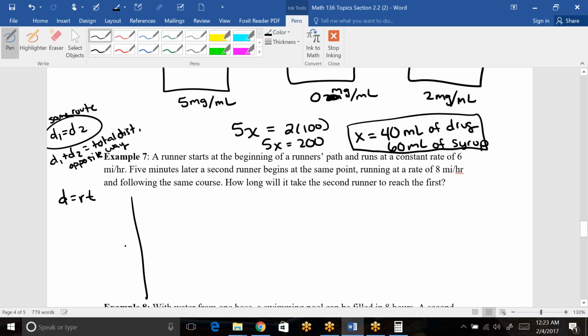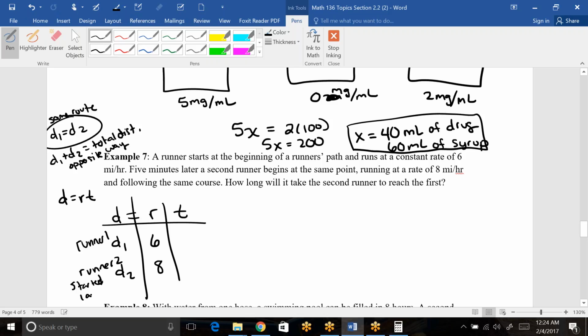So what I usually do to help me with these is I set up a little chart called the D equals RT chart, and I label what my two distances are. Distance 1 is going to be runner 1, and distance 2 is going to be for runner 2. We know the rate of the first runner was 6 miles per hour. We don't know their time yet, so we'll talk about that in a minute. We know the rate of the second runner was 8 miles per hour, so a little bit faster, but this person had a late start to the actual event. So this person, runner 2, started later.